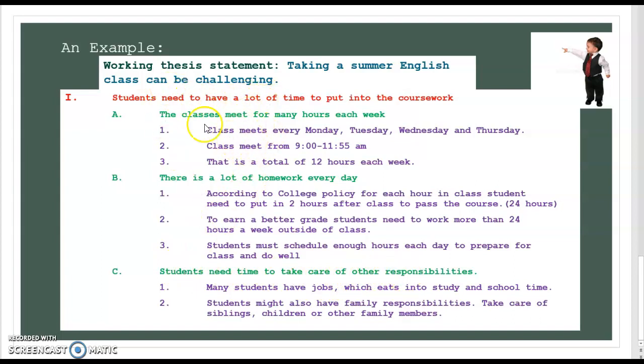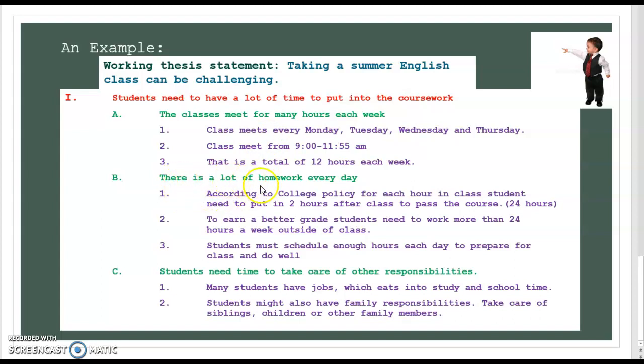And then I explain each one of these major supports. So when I say that the classes meet for many hours, I give the very specific details of when they meet and what time they meet and how many hours a week it is. And if you notice, every single one of these is a complete sentence. Students often mess themselves up when they just write like a couple of words and not a full sentence.